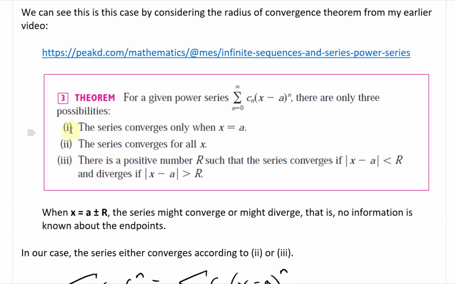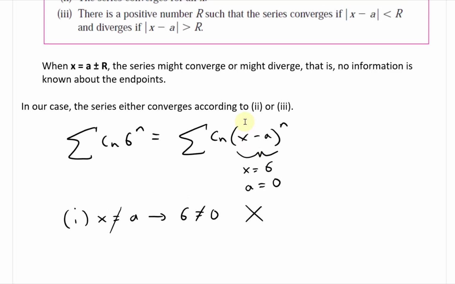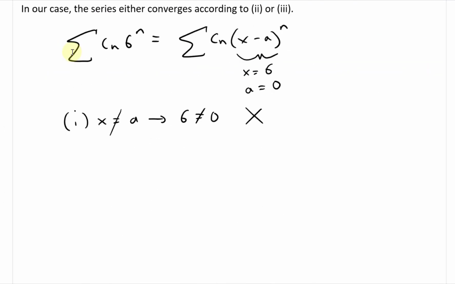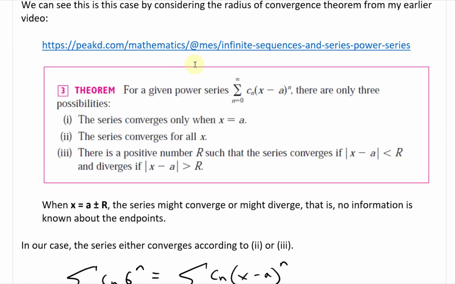So in terms of convergence, we have three possible scenarios. We have I, which is for x equals a, but in our case x is not equal to a, because 6 is not equal to a, which is 0. So we can't apply the first one. Now we either have the second case, where it converges for all x. If it converges for all x, this is true. So by case 2, this would be convergent because this is all x, so -2 is part of x.